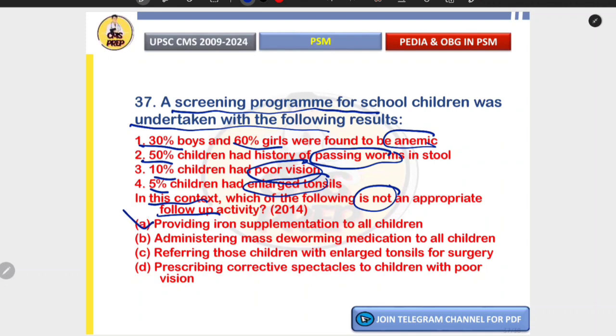Yes, it is required to cover anemia. Administering mass deworming medication to all children? Yes, this is also a correct follow-up activity. Referring those children with enlarged tonsils for surgery? This is the incorrect option. Prescribing corrective spectacles to children with poor vision? This is also correct. Spectacles are necessary to correct poor vision.